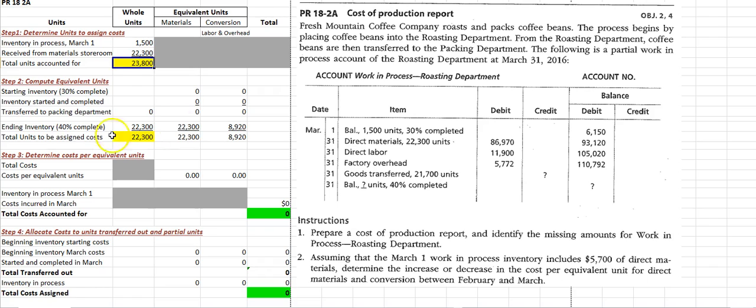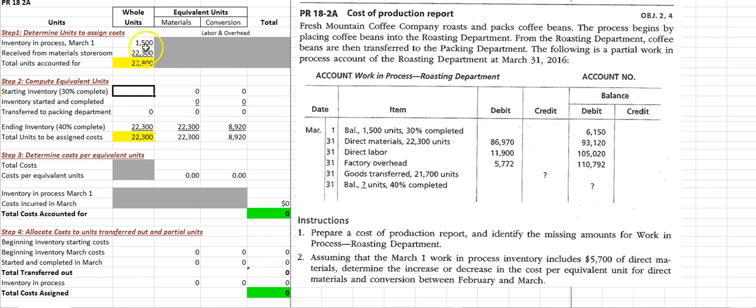Okay, so we have total units to account for of 23,800, right? And we're going to allocate costs to 23,800 units, but we don't want to allocate it based on whole units. We want to allocate it based on what is known as equivalent units. And hopefully my next step will give you an idea why. We have 1,500 starting units, right? So step 2 is to compute equivalent units.